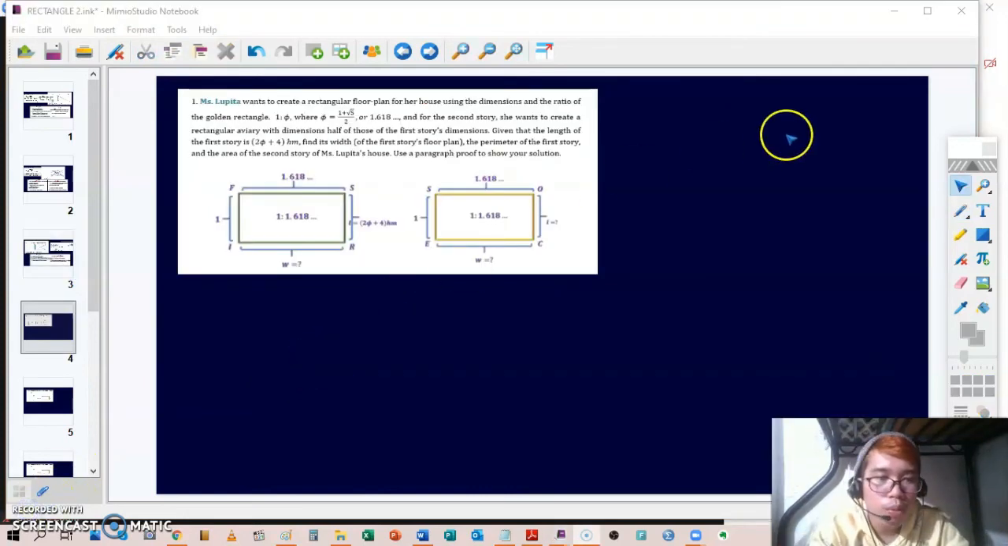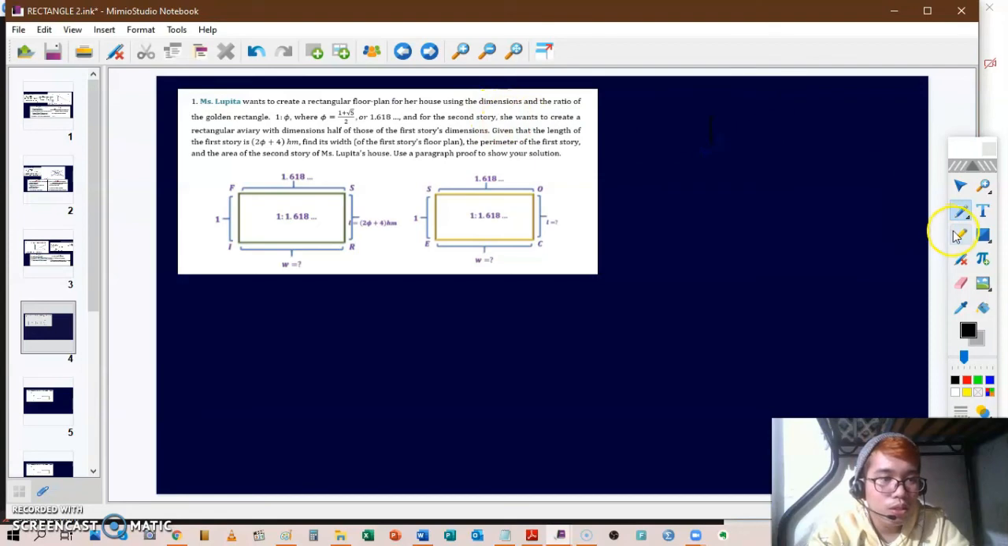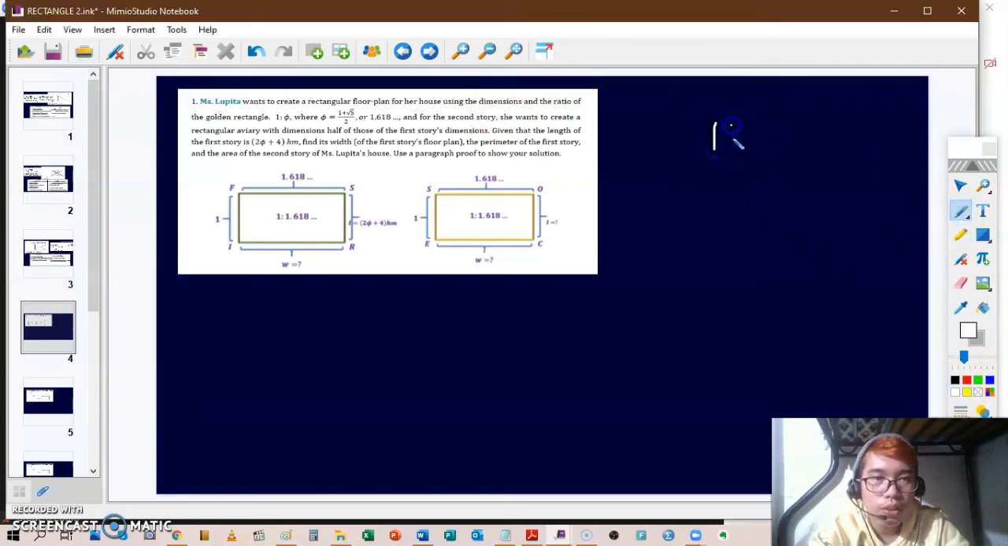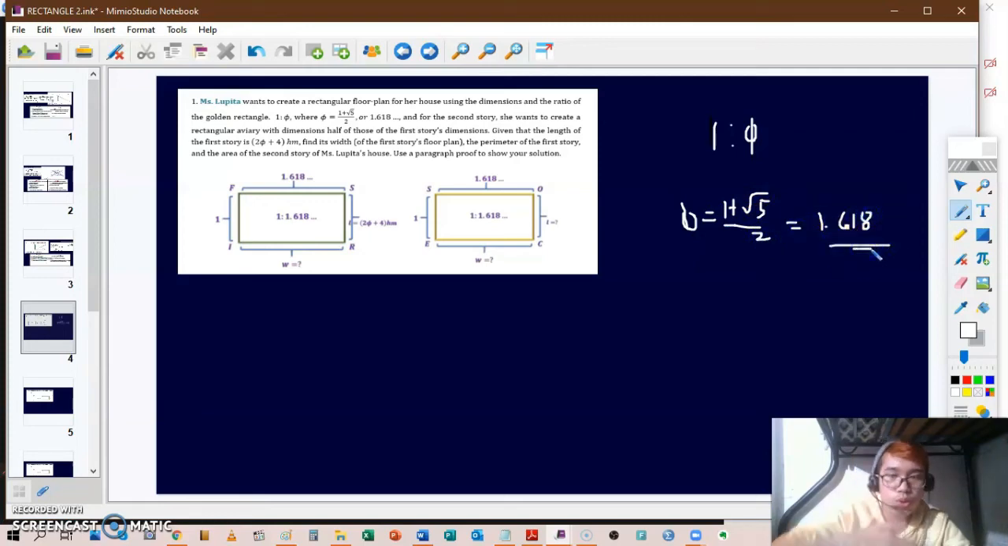Okay, so for word problems involving rectangles, let's read the first problem. Miss Lupita wants to create a rectangular floor plan for her house using the dimensions of a ratio of a golden rectangle. The ratio of a golden rectangle is 1 to phi, where phi is equal to 1 plus square root of 5 all over 2, or 1.618. This is the constant that you use throughout your activities and modules also.